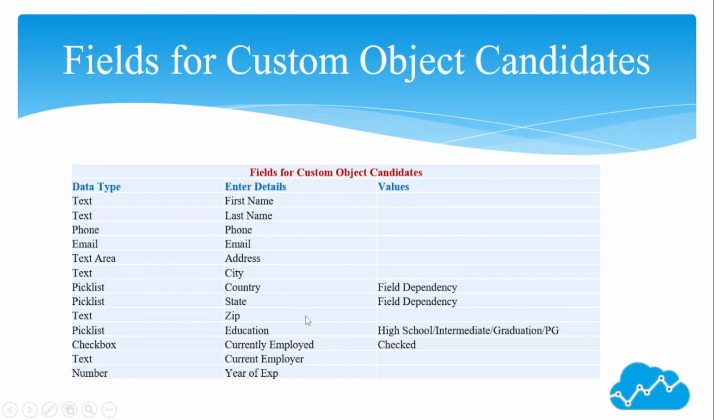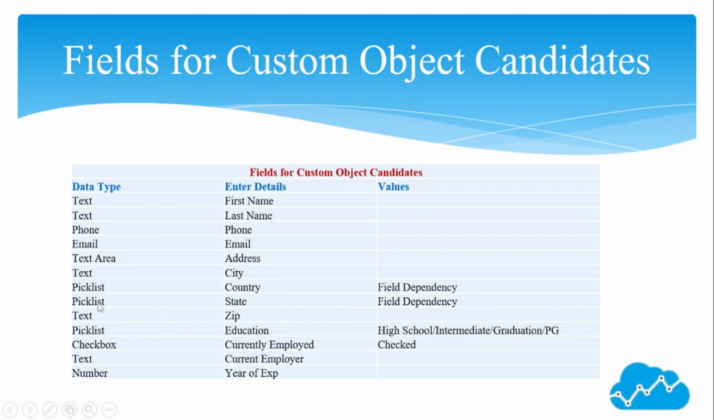City, again text. Country, taking pick list type, and it's like field dependency type. It's not a value, but it's a type of field dependency. Means if someone is selecting country as India, then all the states of India come. If someone is selecting USA, then all the states of USA would come here. So state is dependent on country field.